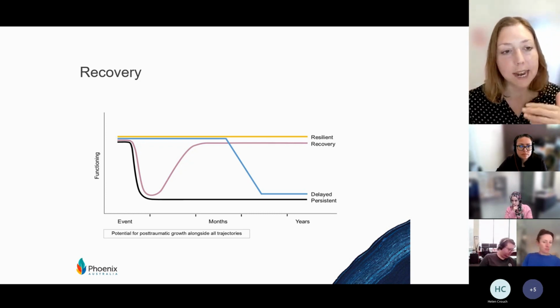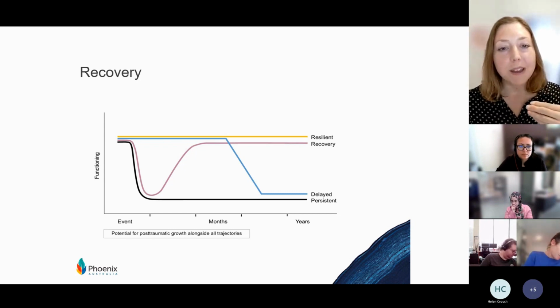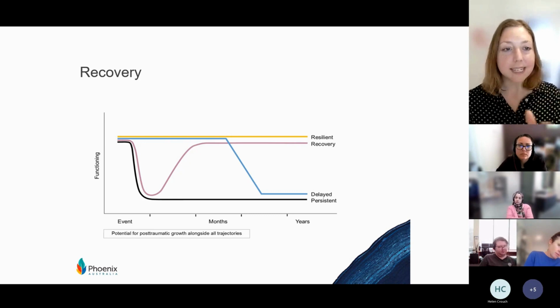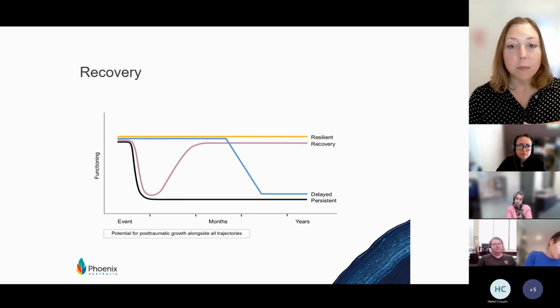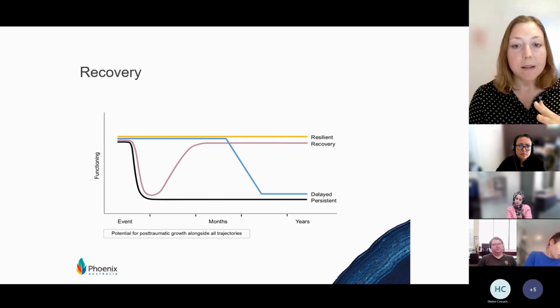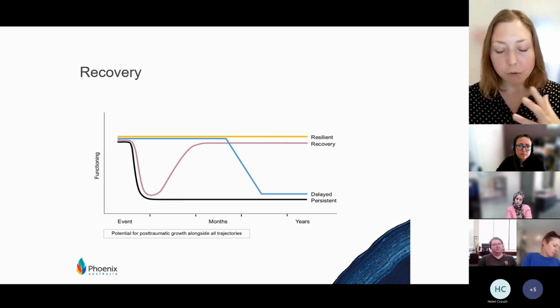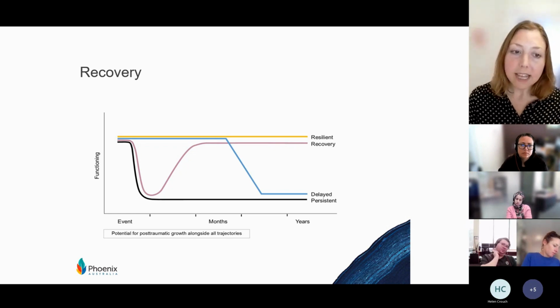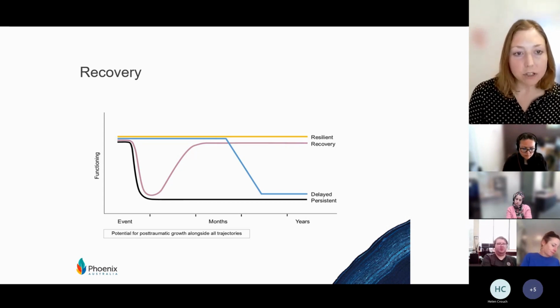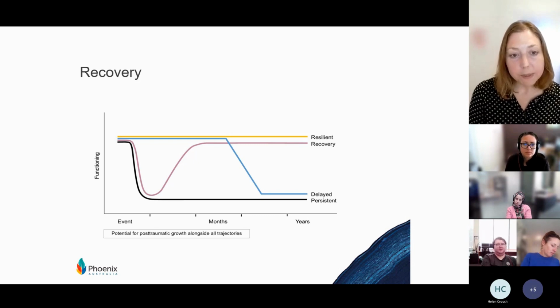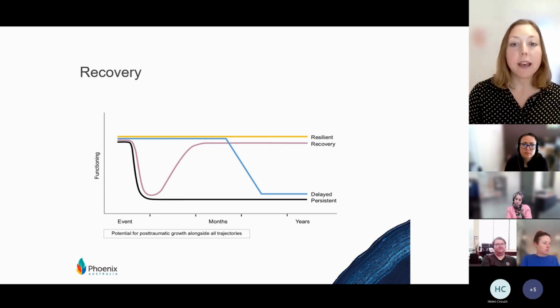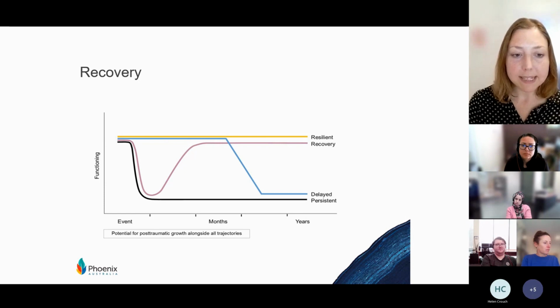But some individuals report that trauma can result in an enhanced sense of self, enhanced personal strengths, increased sense of connection with others, greater appreciation of life, perhaps increased compassion or altruism, perhaps enhanced spiritual development. So all of these post-traumatic growth areas can actually happen alongside these trajectories. So even if someone has quite persistent mental health issues, for example, after a traumatic experience, they might still have post-traumatic growth as well. And you might see that.